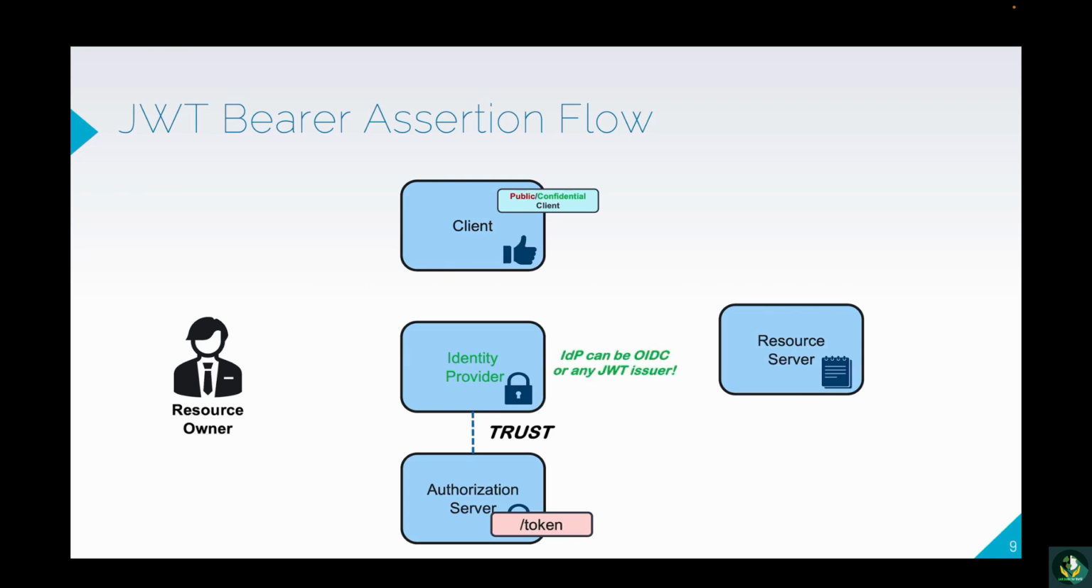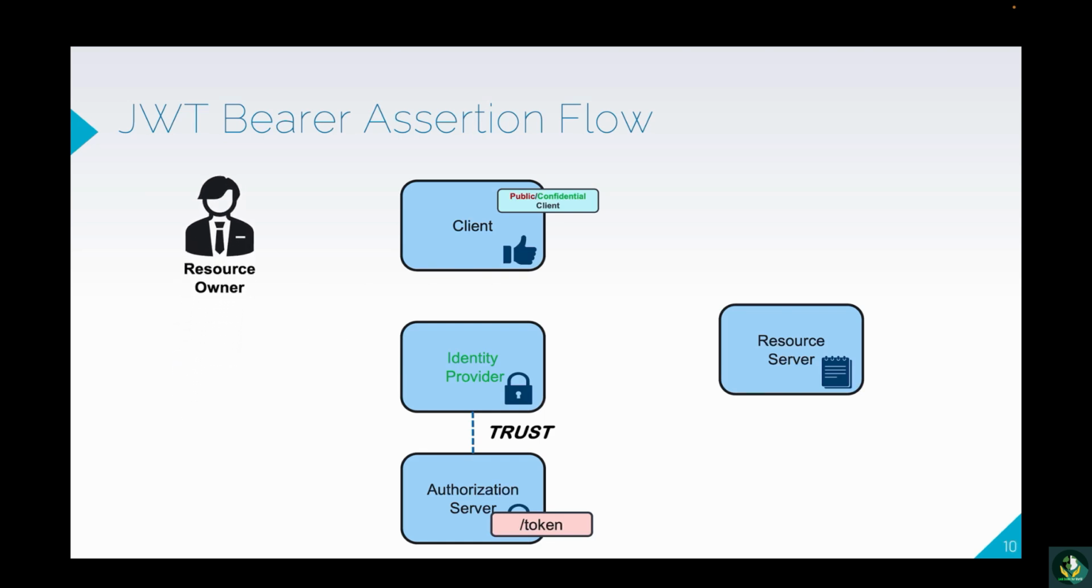The identity provider can be an OpenID Connect compliant provider or any identity provider capable of issuing JWTs. The resource owner initiates the flow by logging into the identity provider and providing their credentials, such as a username and password. Once authenticated, the identity provider issues a JWT token, referred to as a JWT bearer assertion in this context, and returns it to the service provider, which acts as the OAuth 2 client. The client receives the JWT bearer assertion and sends a POST request to the token endpoint of the authorization server to exchange the assertion for an OAuth 2 access token.